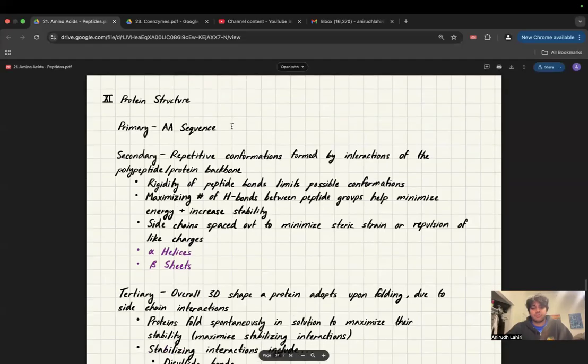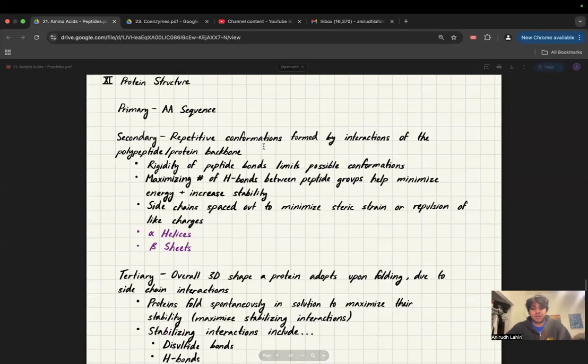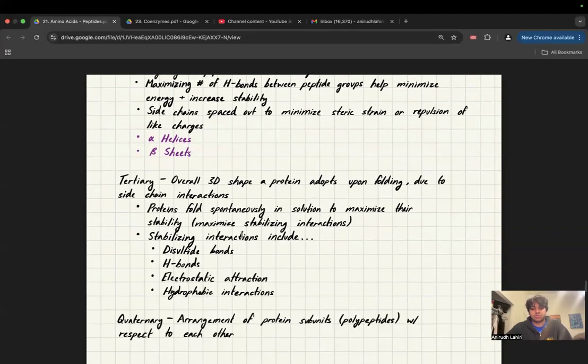Protein structure, primary amino acid sequence. Secondary is repetitive conformations by interactions of the polypeptide protein backbone. Rigidity of peptide bonds limits possible conformations. We maximize the amount of hydrogen bonds. Side chains are spaced out to minimize steric interactions or repulsion of like charges.